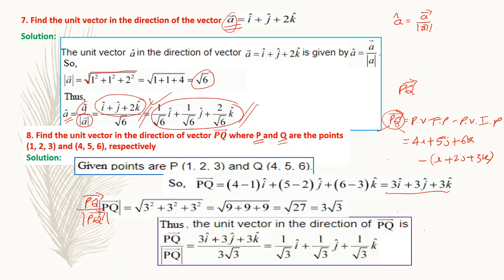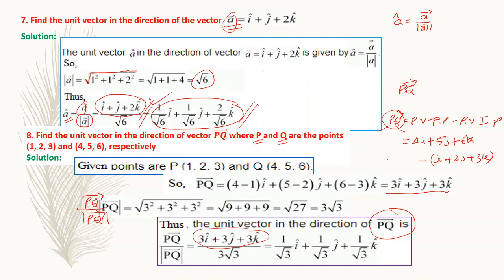Therefore, the unit vector in the direction of vector PQ is, by the formula, vector PQ divided by its magnitude, that is (3i plus 3j plus 3k) divided by 3 root 3. Yes, I hope it's clear, students. So let's move to the next problem.